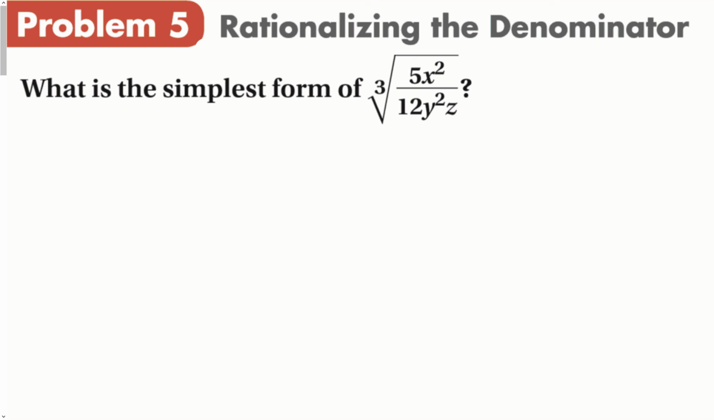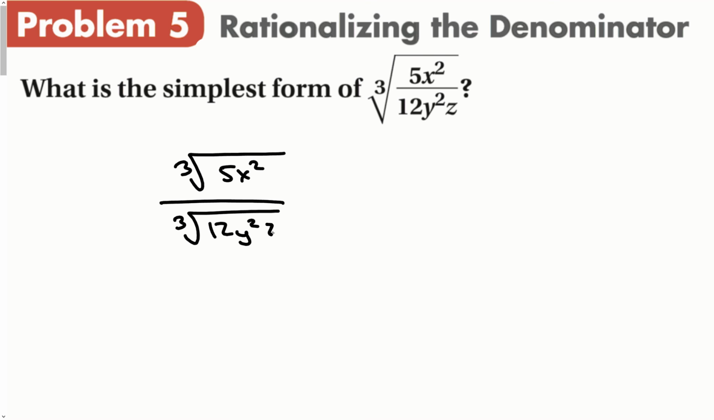With cube roots, however, it's a little bit harder. Okay, so I have to decide. Well, first, let's break this down a little bit. I'm going to take the cube root of 5x squared on the top. I'm going to separate these two into two radicals. I can do that too.